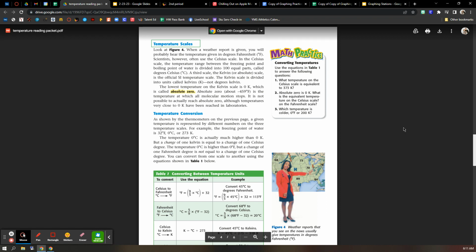The temperature 0 degrees Celsius is actually much higher than 0 Kelvin, but a change of 1 Kelvin is equal to a change of 1 Celsius degree. The temperature 0 degrees Celsius is higher than 0 degrees Fahrenheit, but a change of 1 Fahrenheit degree is not equal to a change of 1 Celsius degree. You can convert from one scale to another using the equations shown in Table 1 below.